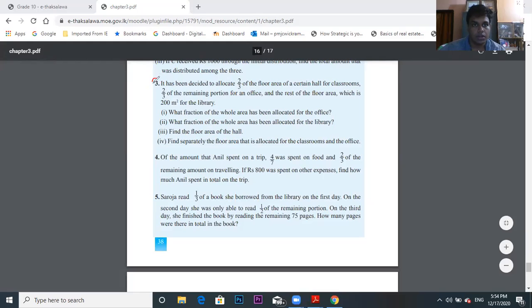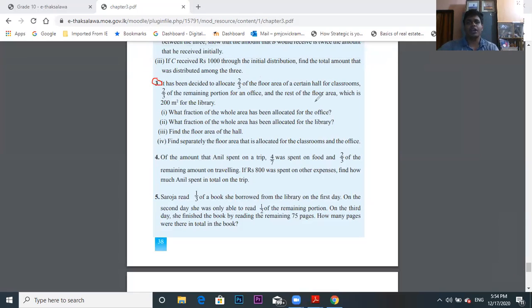Okay. It has been decided to allocate two-thirds of the floor area of a certain hall for classrooms, and two-thirds of the remaining portion for an office. The rest of the floor area, which is 200 meters, for the library. Okay, there are three parts to that. So, what fraction of the whole area has been allocated for the office? Two-thirds of the remaining portion for an office.